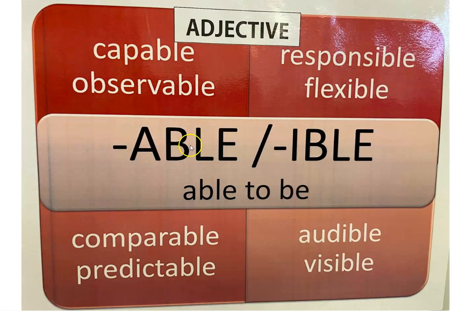Another suffix that makes adjectives is able or ible. It means exactly what we think it does: able. So if it's predictable, then you're able to predict. If it's visible, you're able to see it. If it's audible, you're able to hear it. Audio means sound, right? Vision means to see. Comparable means it's able to be compared. Observable means it's able to be observed, etc.